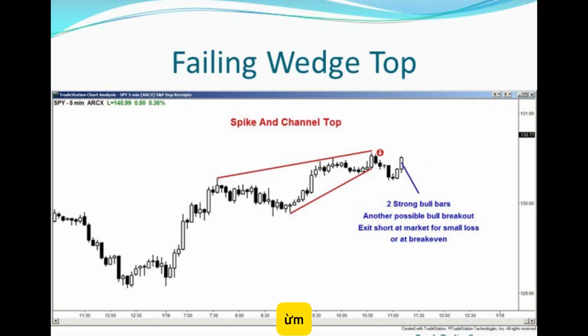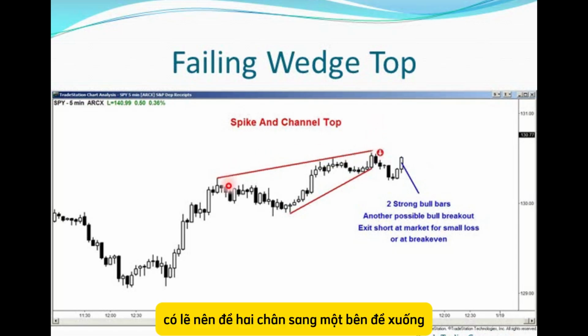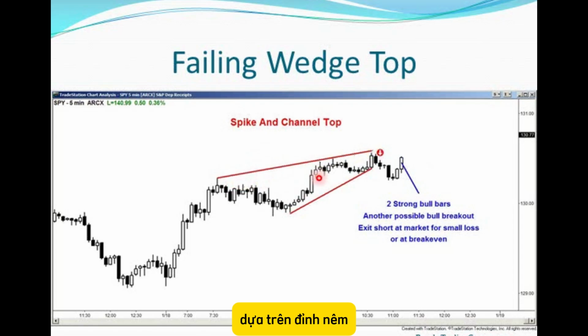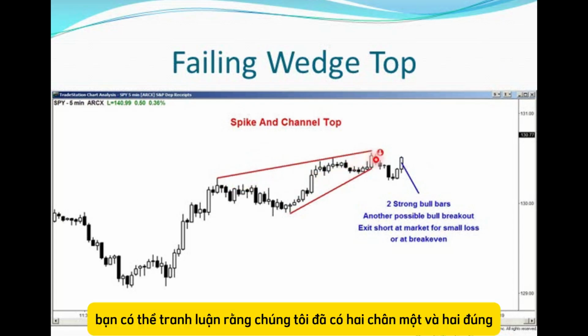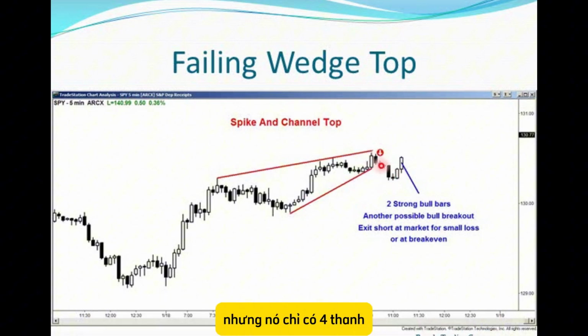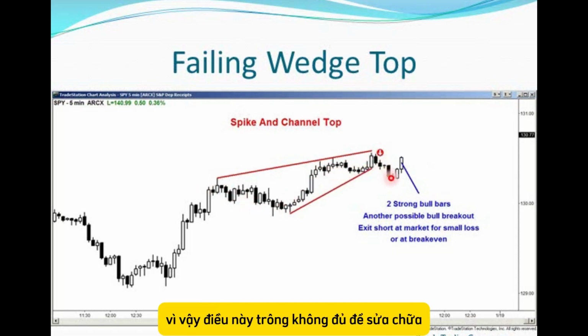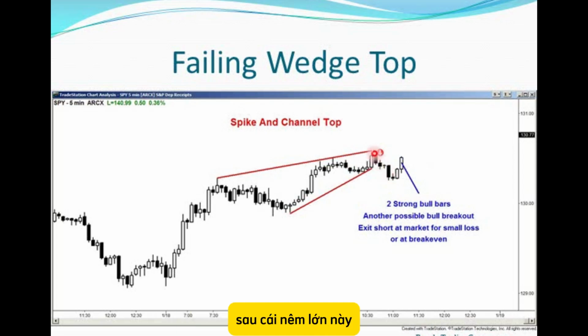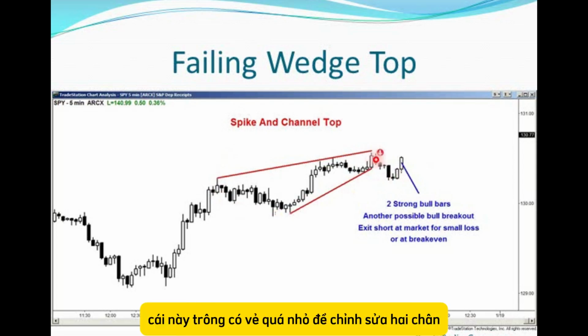All right, we probably should get 2 legs sideways to down based upon the wedge top. You can argue we had 2 legs, 1 and 2, right? But it's only 4 bars. Yet the legs within the wedge itself each had 10 bars or so. So this does not look like enough of a correction after this big of a wedge. The correction looks too small. This looks too small for a 2-legged correction.